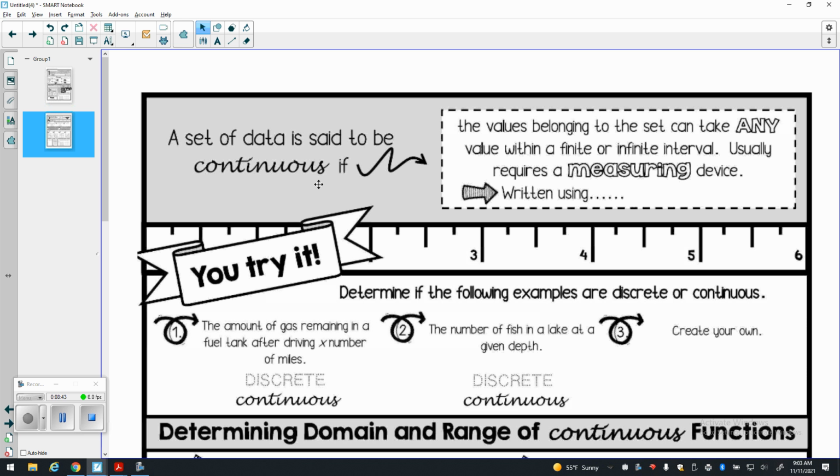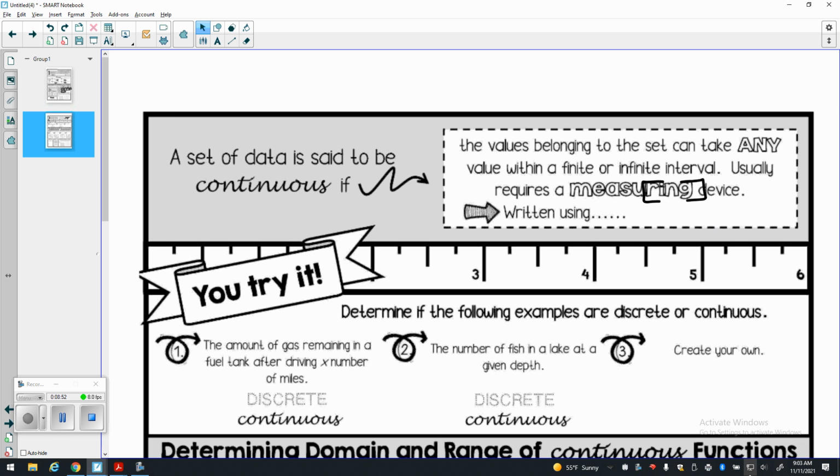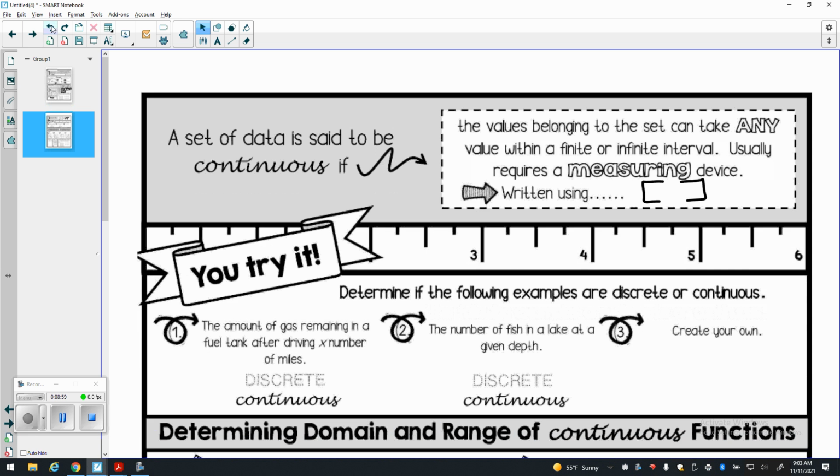Okay? So when we are talking about a continuous graph, we will use 2 symbols. We will use either an open bracket or a closed bracket. And I'll explain what those mean in just a second. Open or closed bracket.